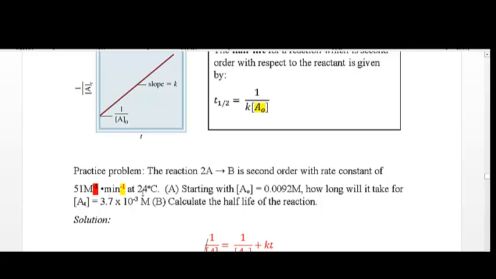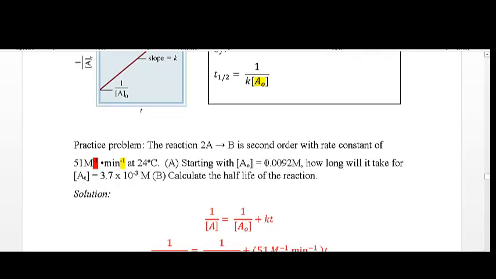So the rate constant, lowercase k, is quoted at a specific temperature. Starting at the initial concentration of this, how long will it take for it to reach a final concentration of 3.7 times 10 to the -3? You have to remember this is a decay now, and so we're interested in how long it will take for a decay. This chapter is really on decays. We're not interested from the product perspective. We're interested from the reactant perspective, whether it's going to decay with zero order, first order, or second order.